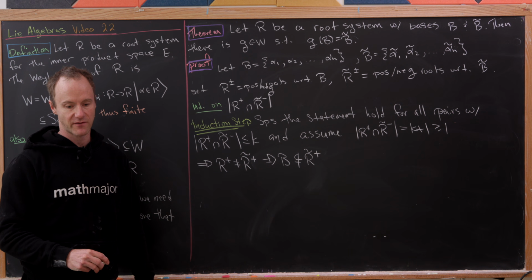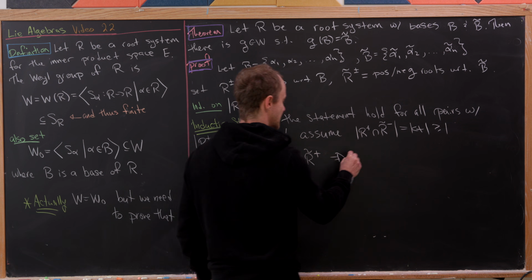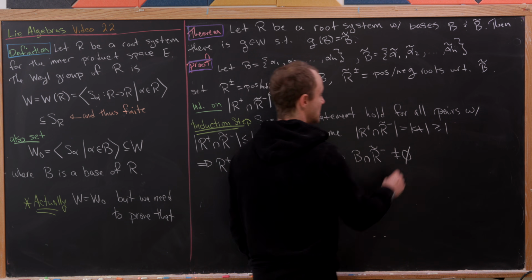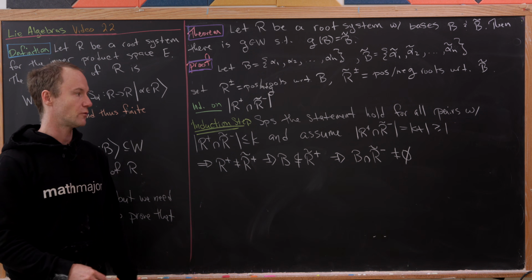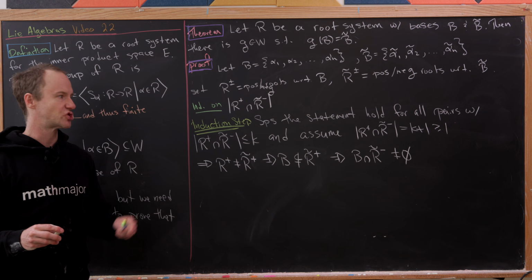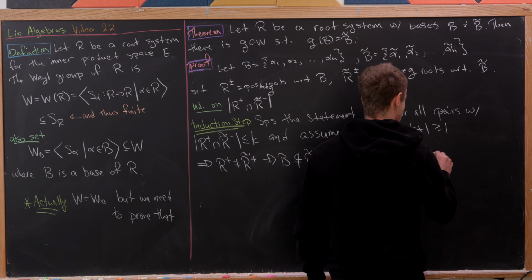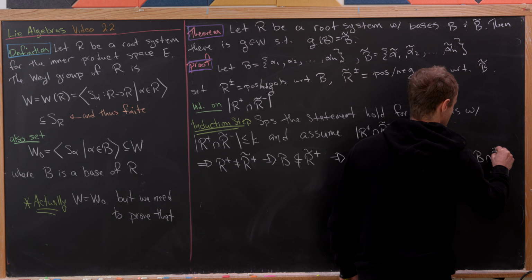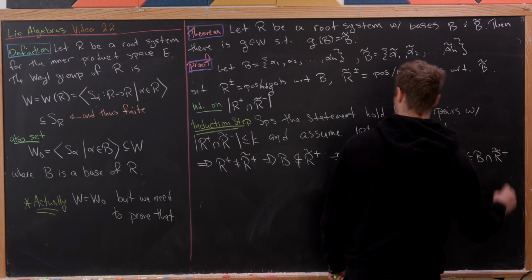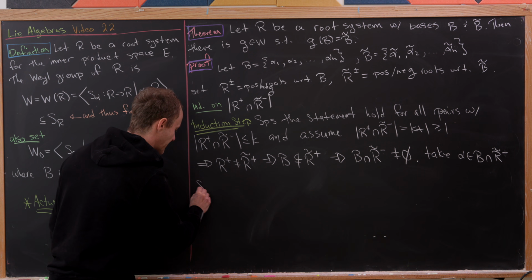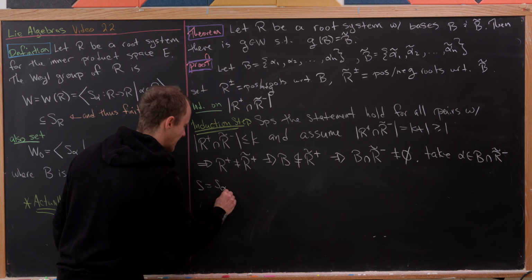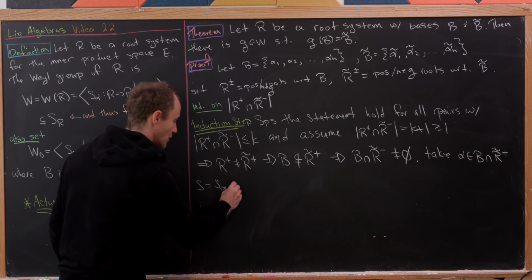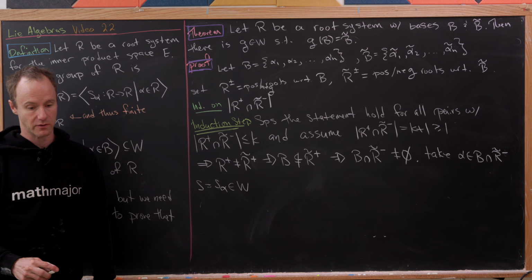But if it's not a subset of R tilde plus, well then that means that the intersection of B with R tilde minus is non-empty. And that's what we're going to use as our toehold. We're going to take some alpha from this set, which we just argued was non-empty, and then we're going to look at the reflection associated to that alpha. So in other words, we're going to set S equal to S_alpha, and notice that that's most definitely an element of the Weyl group.